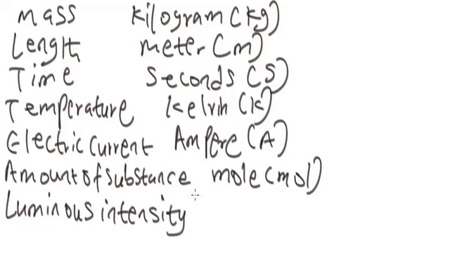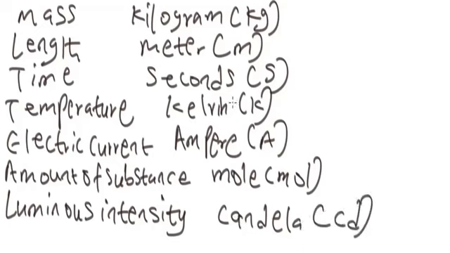Okay, we also have our luminous intensity. So the unit of luminous intensity is candela. Short form is cd. Alright, so these are the 7 fundamental quantities we have in physics. Now note that all these quantities here are scalar quantities. As we all know, in physics, scalar quantities are those quantities that have magnitude but no direction. So all the fundamental quantities here are scalar quantities.